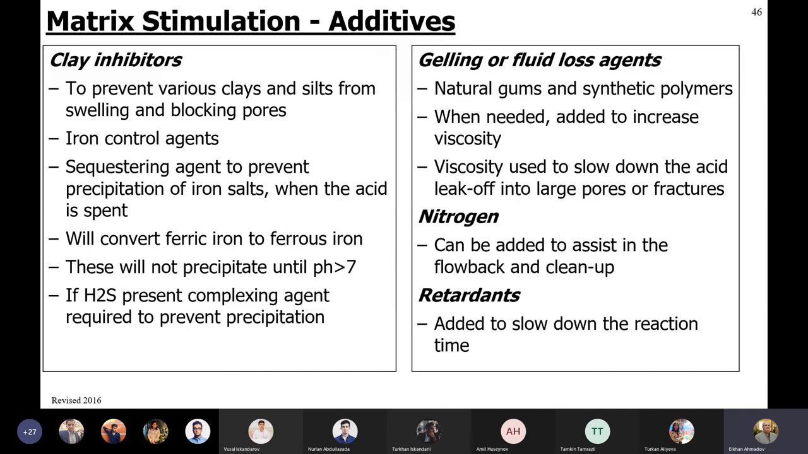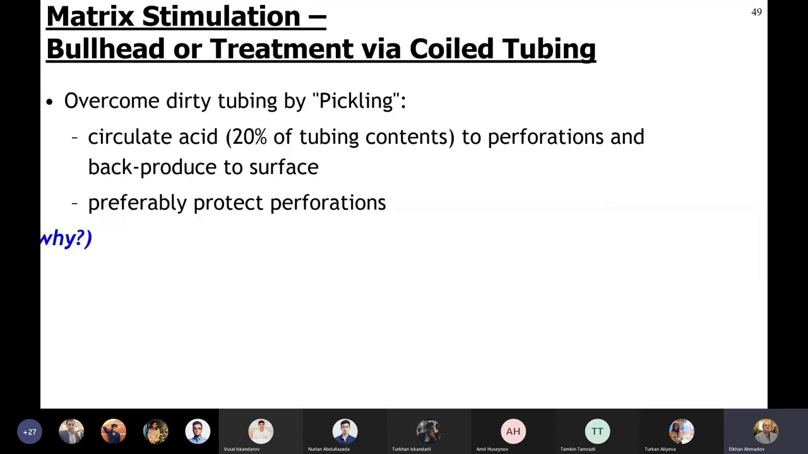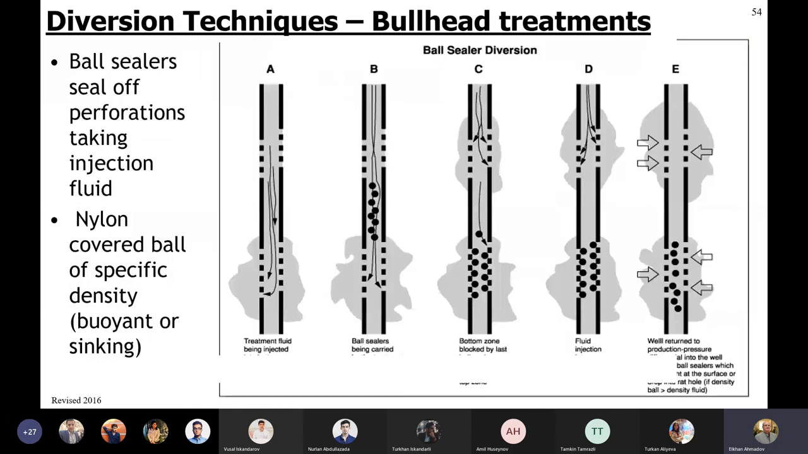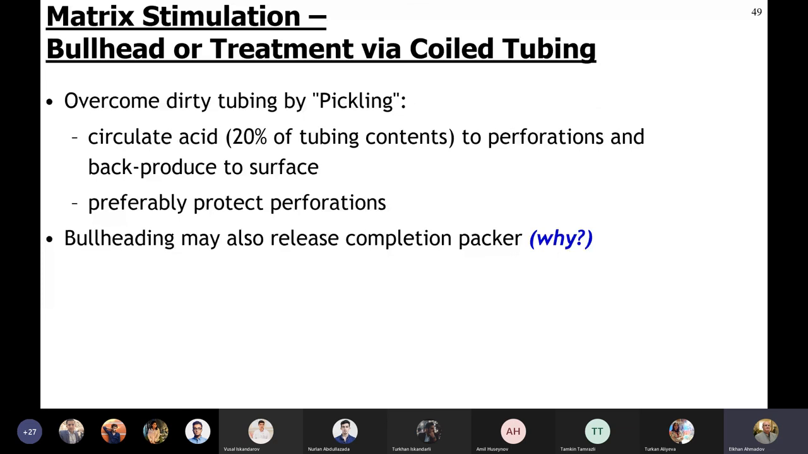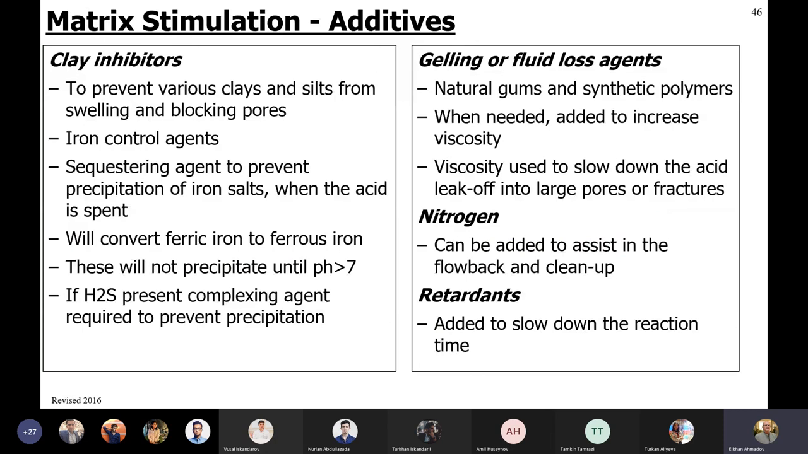That's all I was going to talk about today. Next time we will talk about the diversion or placement of the acid into the proper zones, and other issues related to matrix acidizations. Any questions today?